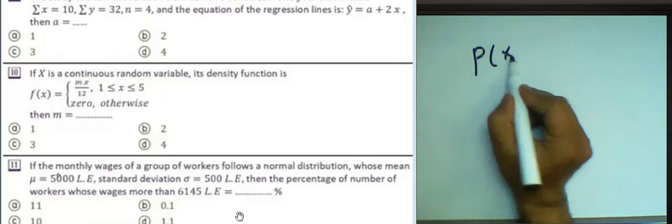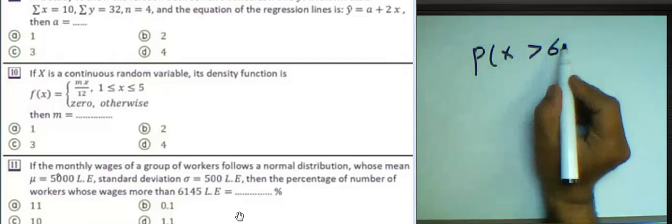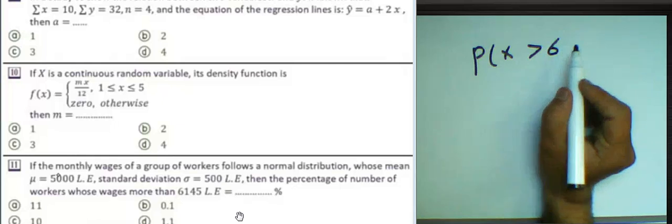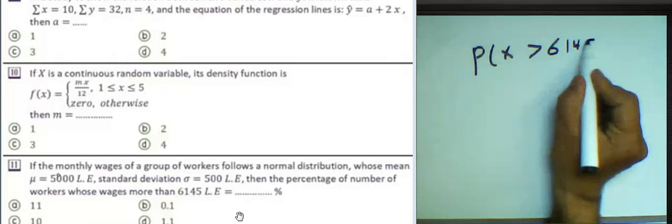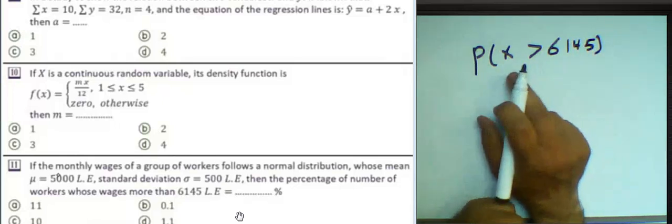Question 11. If the monthly wages of a group of workers follow a normal distribution, whose mean mu equals 5,000 lira and standard deviation sigma equals 500 lira, then the percentage of the number of workers whose wages are more than 6,145 lira equals what percent? You want to find the probability of x greater than 6,145. In this example, we must convert from x to z.